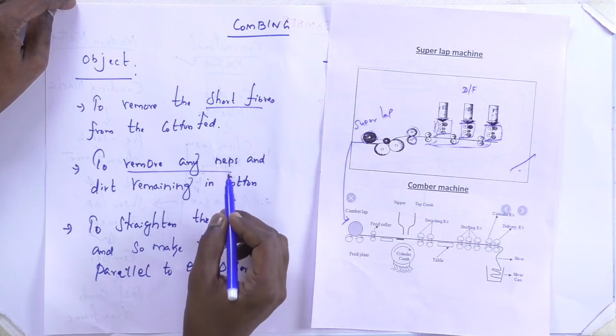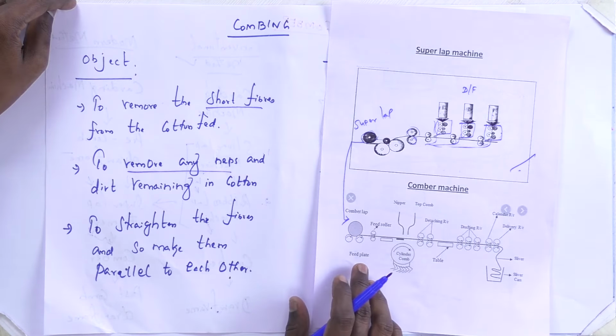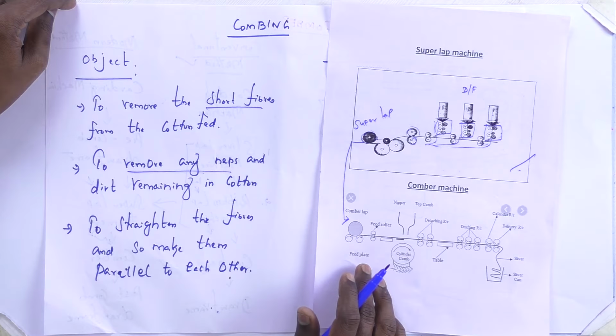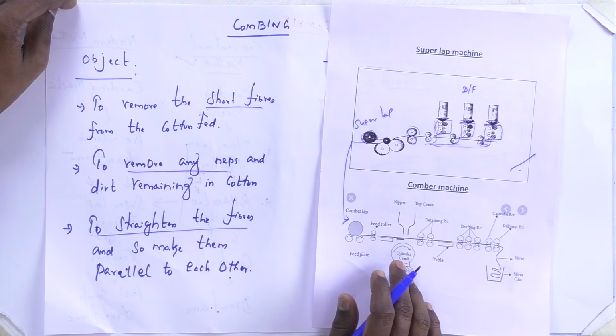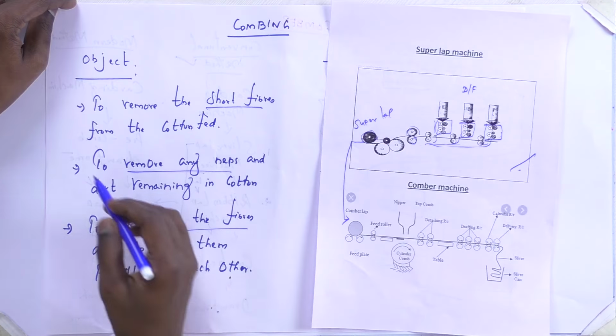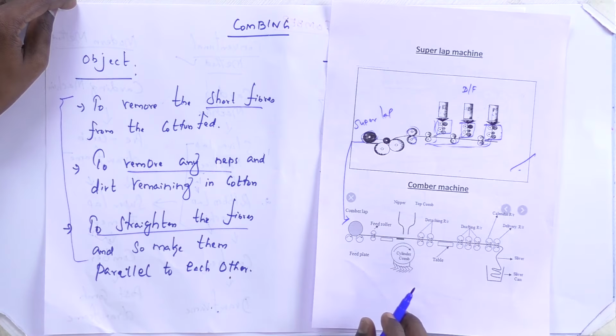The second object of the comber is to remove neps and dirty material present in the feed material. In blowroom and carding we do the cleaning operation, but some more cleaning is required. That cleaning takes place in the combing machine. The third is the straightening of the fibers. The long fibers are straightened towards the fiber axis in order to improve uniformity. These are the 3 objects of the combing process.